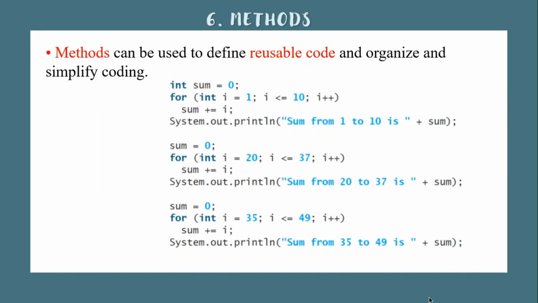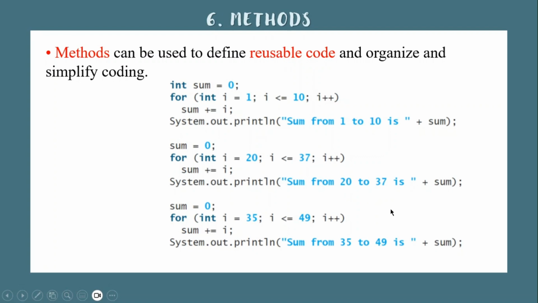Okay, now in chapter 6, we will learn more about methods in Java and how we can write or define them. So first, what is a method? A method can be used to define reusable code and to organize and simplify coding. As you can see in this example, we are doing the same thing over and over, the same for loop. The only difference is the initial value and end value in the for loops. So how can we fix that?